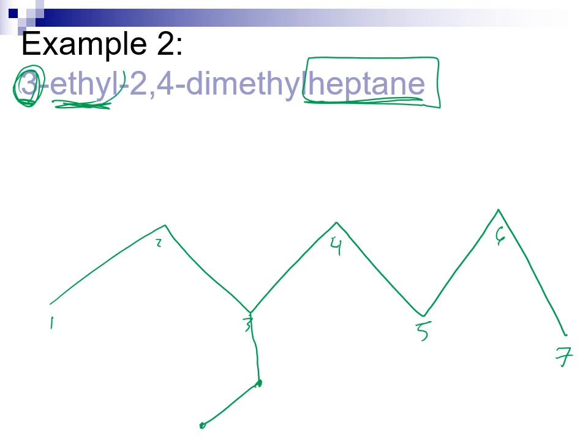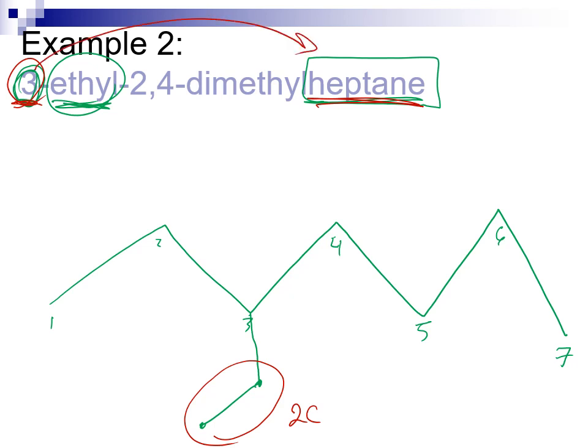That is my ethyl branch. So if I circled it, this is an ethyl branch. It consists of 2 carbons, and they are on my third carbon of heptane. So the numbers are referring back to where on the parent the different branches are. And let's do this next one in purple.